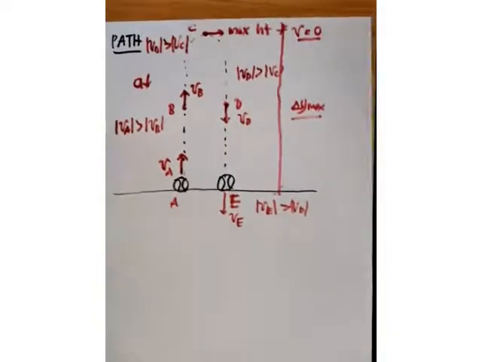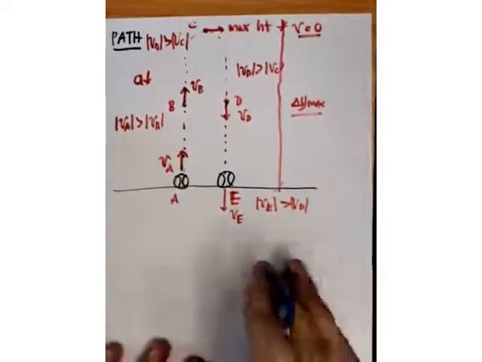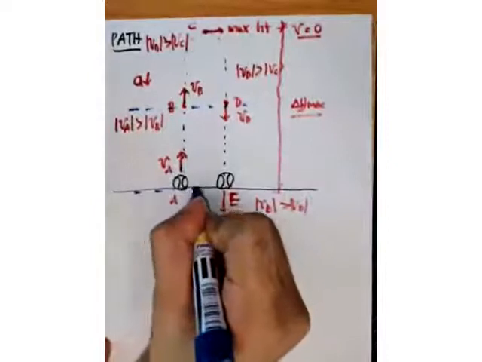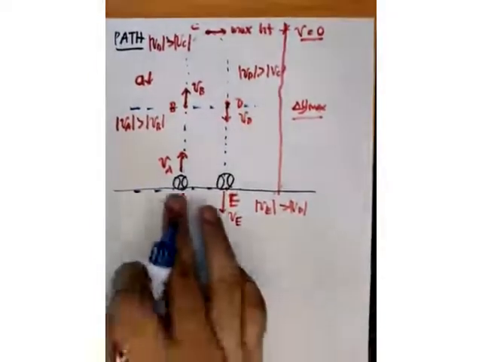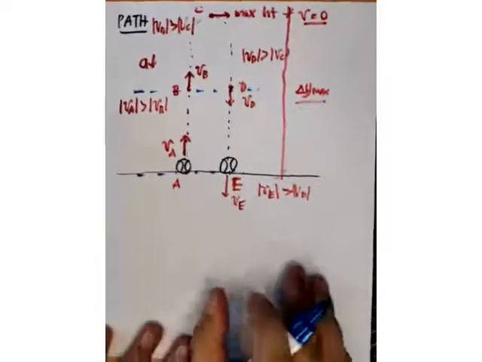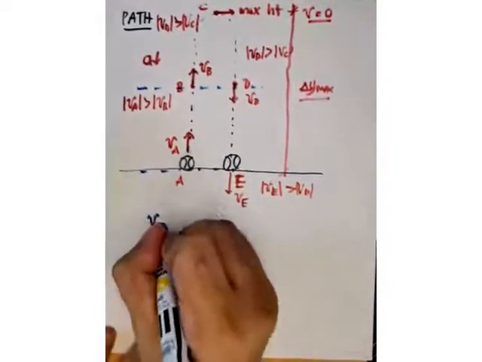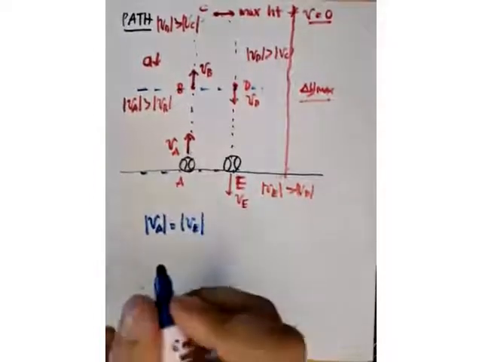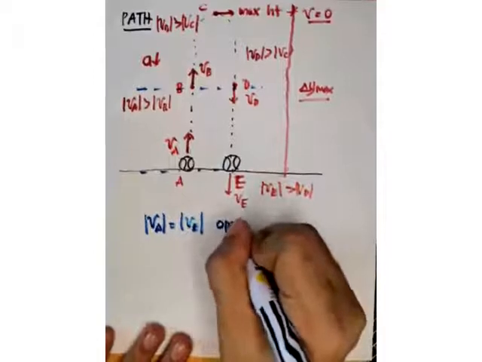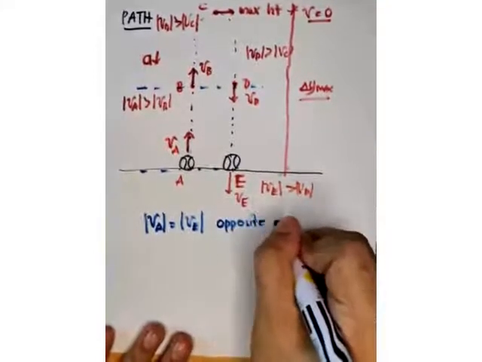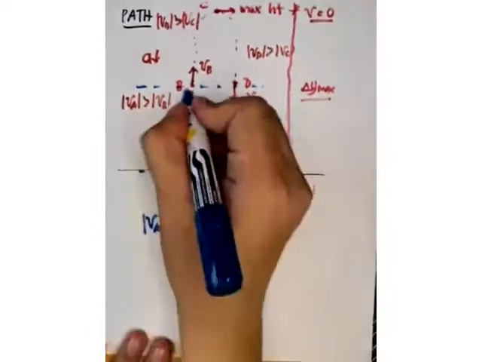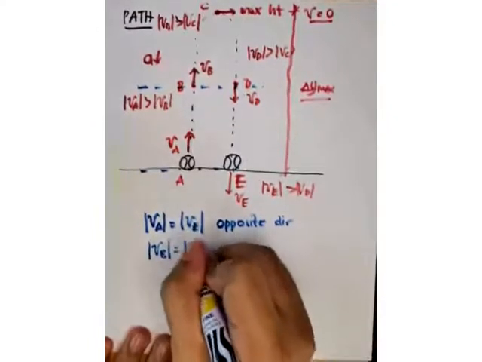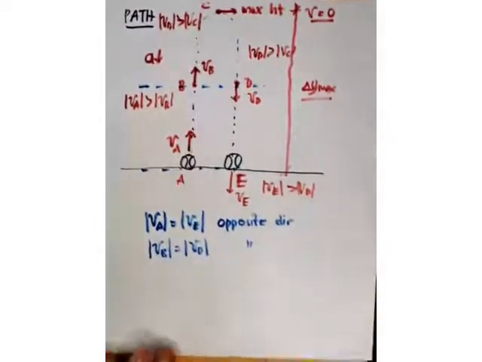Okay. Next. Kung magka-level sila, so halimbawa, ito magka-level at ito magka-level, merong relation yung dalawang velocity. Ang relation nila ay yung magnitude ng A is equal sa magnitude ng E kasi magka-level sila. Ang difference lang is opposite yung direction. Magka-level yung B at saka D, so that means the magnitude of B is equal to the magnitude of D. Kaya lang nga, opposite yung direction.